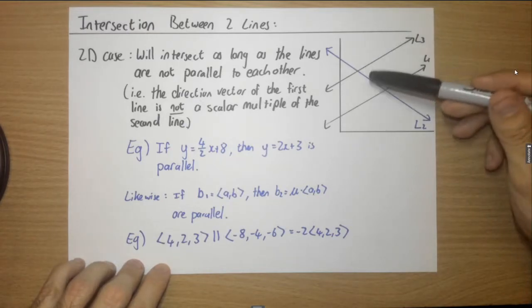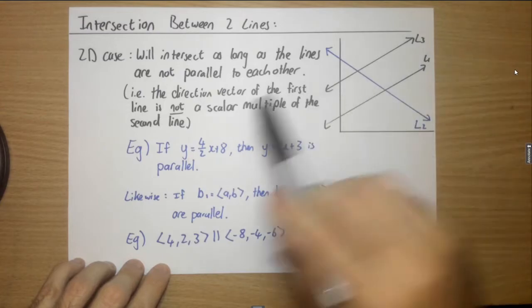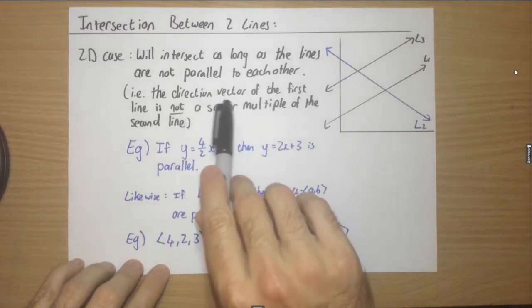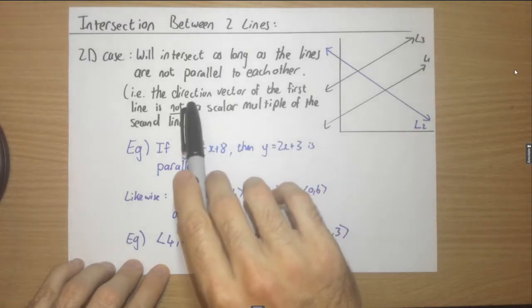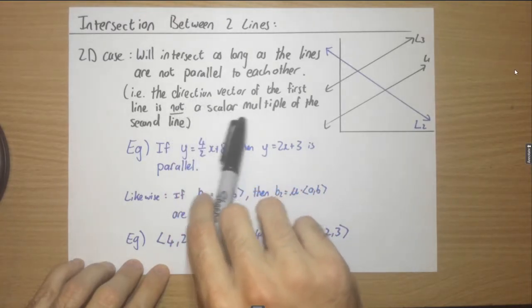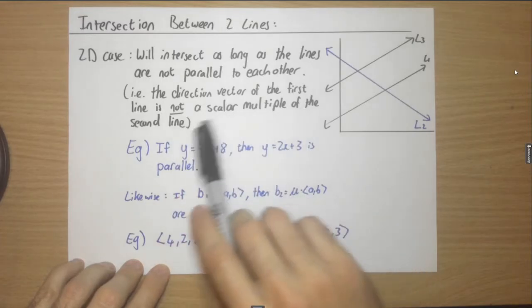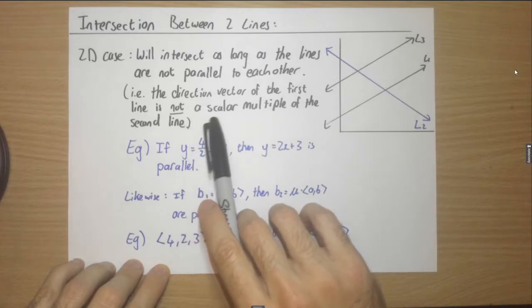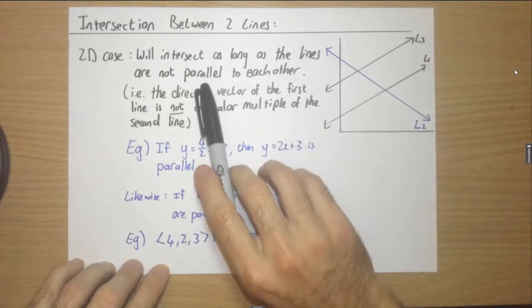So the principles apply, just like with normal lines. But when we're looking at vectors, we're looking at the direction vector because that is what the direction of the line is. So as long as the direction vector of the first line isn't a scalar multiple of the second line, they will intersect each other, because if they are scalar multiples of each other, then they are parallel lines.